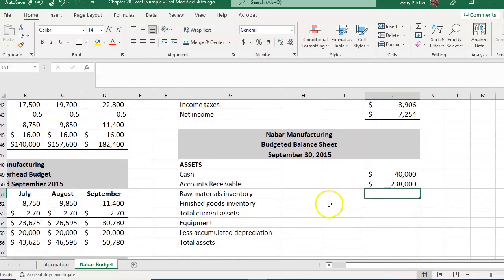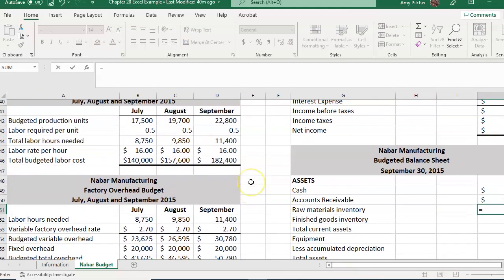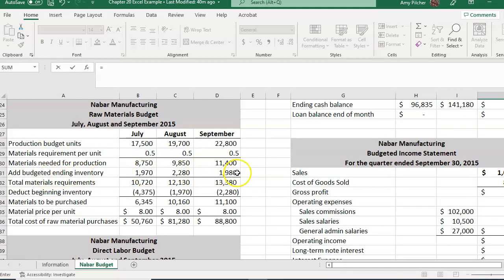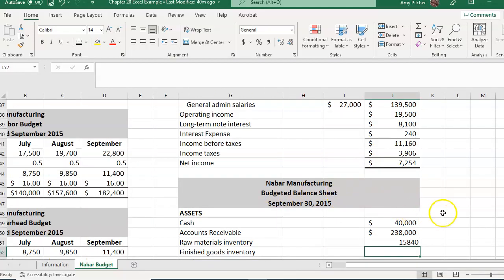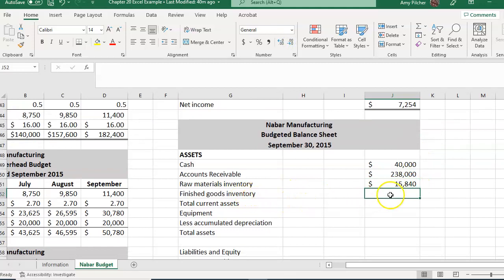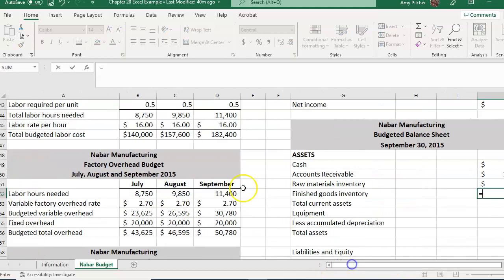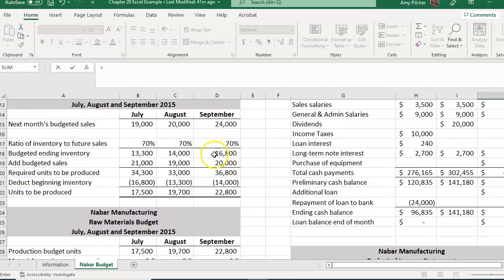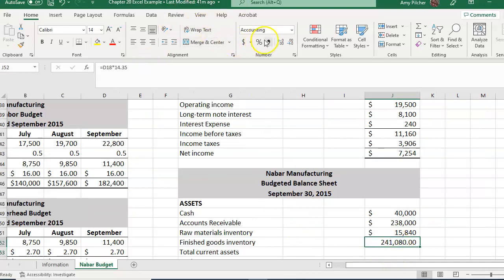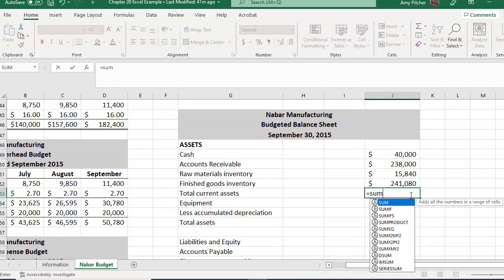Now, what's in my raw materials inventory? What's in that account is my ending raw materials inventory times the cost of raw materials. So let's go to our raw materials budget. We have a budgeted ending inventory in September of 1,980 units times a cost of $8 per unit. So my materials inventory is 15,840. Then my finished goods inventory, same thing. I go to my production budget and get my ending finished goods inventory. I have aimed to have 16,800 units. Then, if you remember, our cost per unit in our information was $14.35. So my finished goods inventory is $241,080. So my total current assets, I add those together.